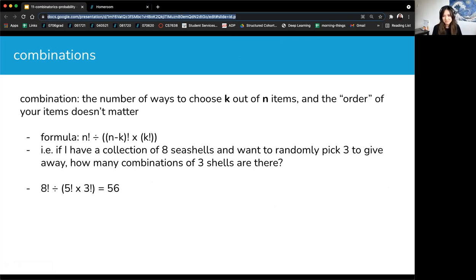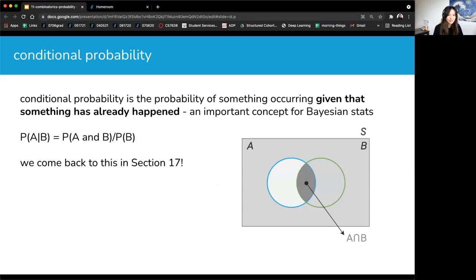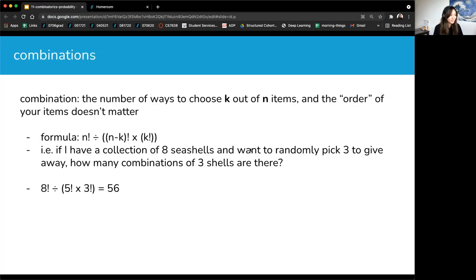So to just draw it out, for permutation, the formula is n factorial divided by n minus k factorial, whereas for combination, it is n factorial divided by k factorial times n minus k factorial. So therefore, the combination usually gives you a smaller number.